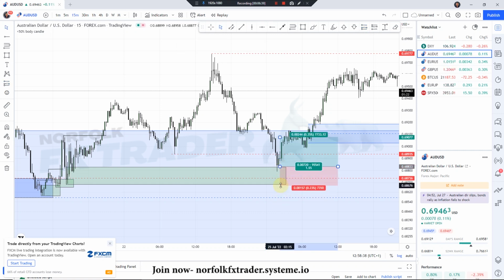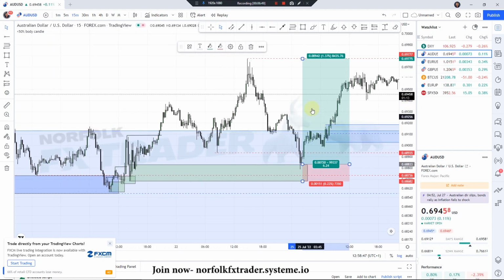I stop below that zone, and that was my first target. So you can see my first target just over 6 to 1. Now my final target's around about 8 to 1 at a 4-hour high.